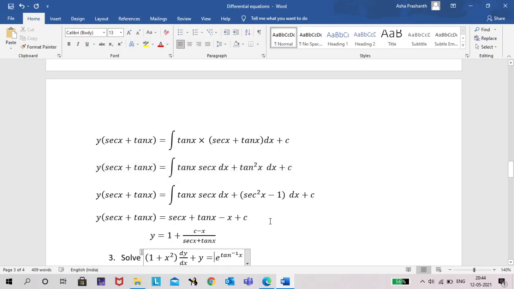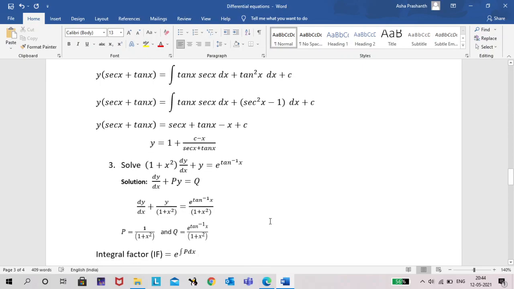So next I'm going to take the third problem, that is (1 plus x square) dy by dx plus y is equal to e to the power of tan inverse x. Okay. So our linear differential equation is dy by dx plus py is equal to q. There is no coefficient for this dy by dx, right? In the standard form. But in the given problem, we have a coefficient for dy by dx.